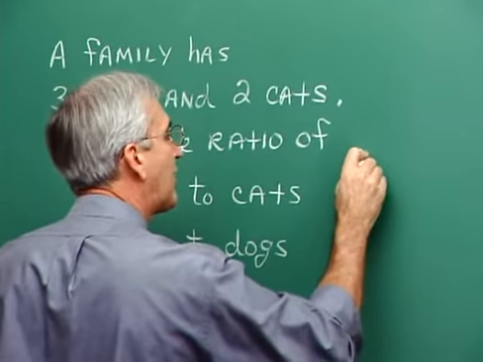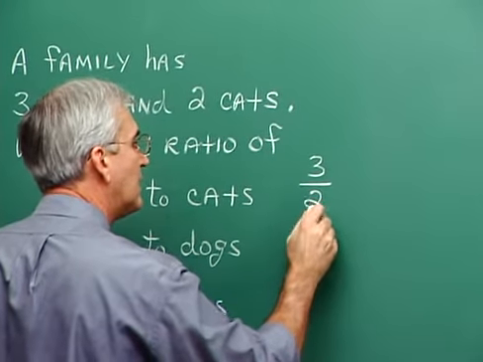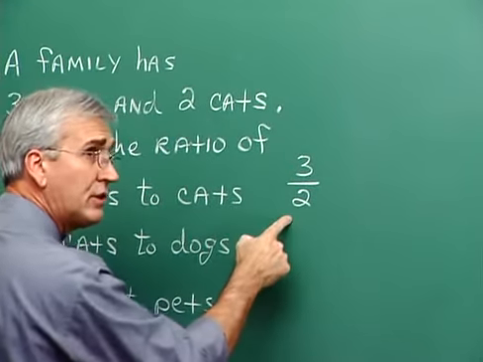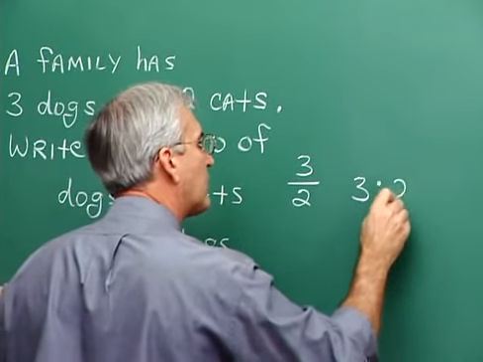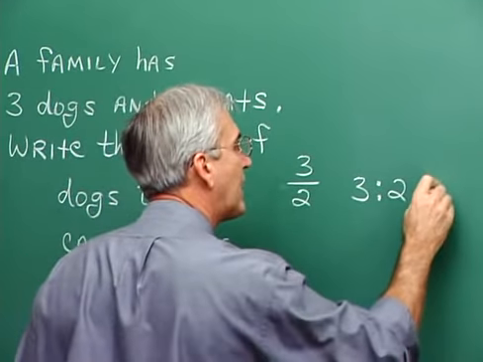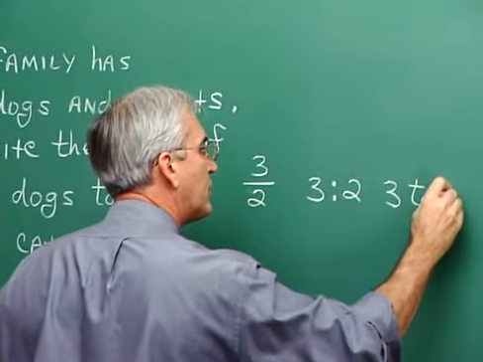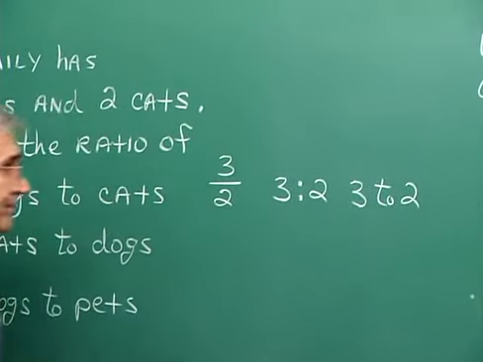We can write it as a fraction, 3 over 2, like this. That's the ratio of 3 to 2. Or we can write it using a colon like this, 3:2. Or we could say 3 to 2 using the word "to".